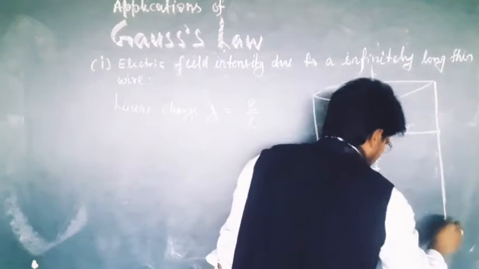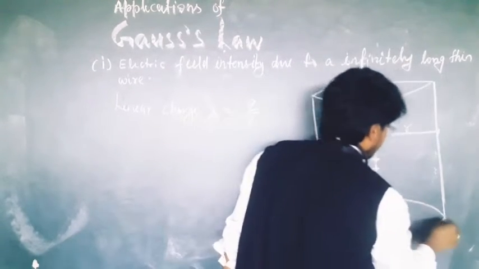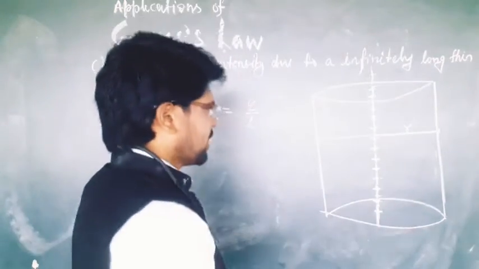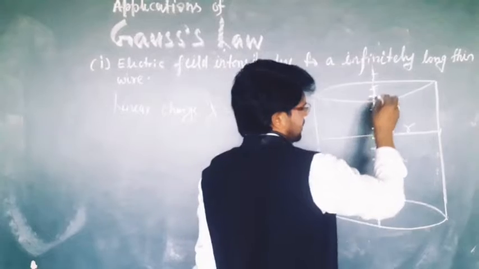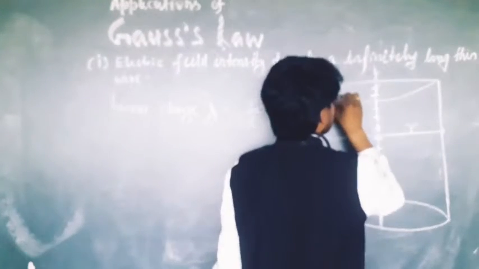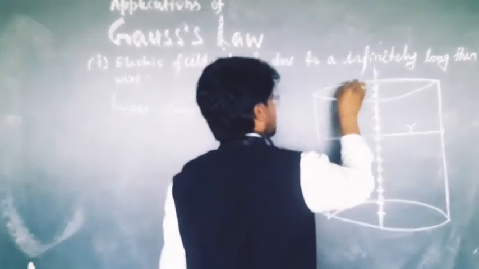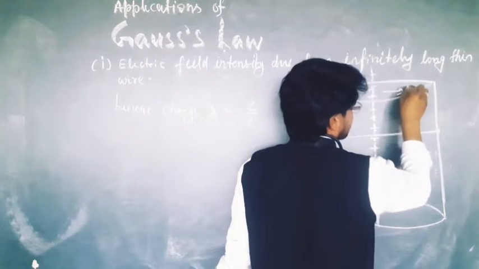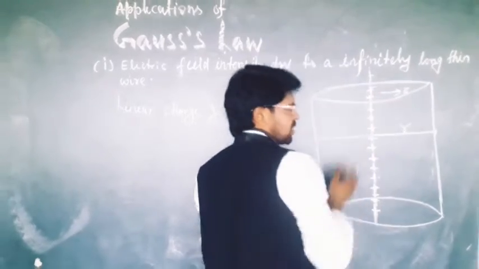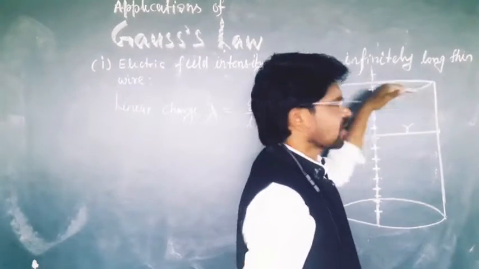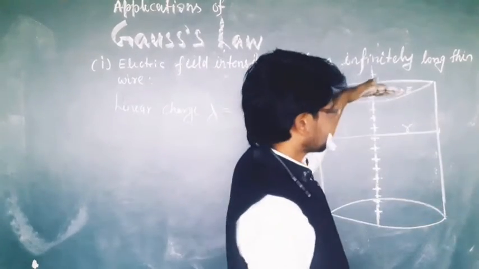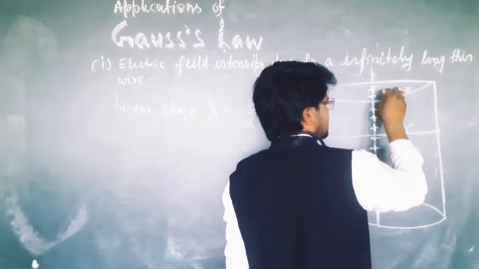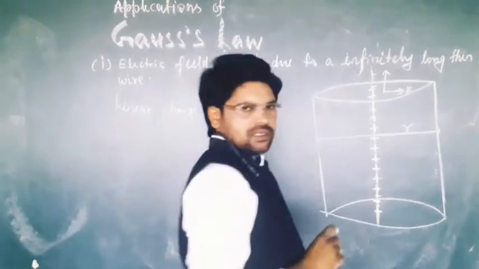Now we are considering a Gaussian cylinder. This is a Gaussian cylinder. Now we have to think over it. If the positive charge is there, consider the base of the cylinder. This is the base of the cylinder. At the base, the direction of the electric field will be in this way, right? Because the electric field is always away from the positive charge. The direction of the area vector at the base is in the upward direction, right?